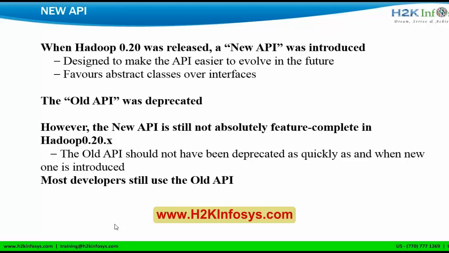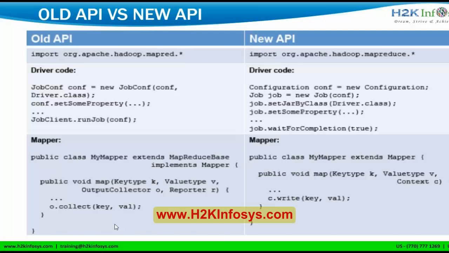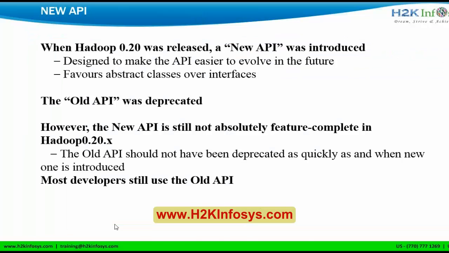So why was the new API introduced? It is designed to make the API easier to evolve in the future. If you compare the new API versus the old API, the code that we write will be a bit less, and the information it shows you is very abstract. Suppose you write 10 lines in your older API version, it is enough to write only 8 lines in the new API. That's where the beauty of the new API starts. And the new API is type incompatible, as I told you, so everything needs to be rewritten to take advantage of the new API.